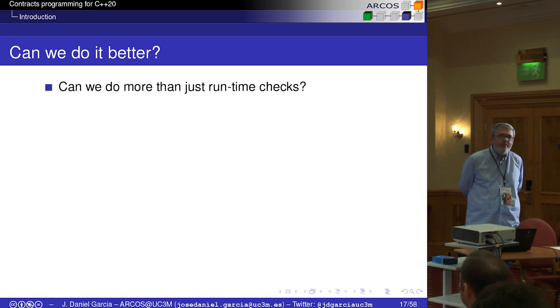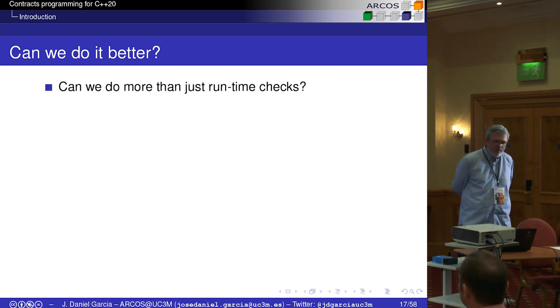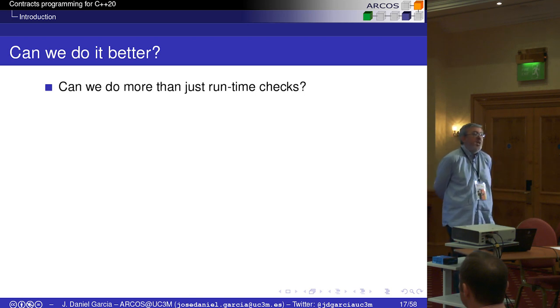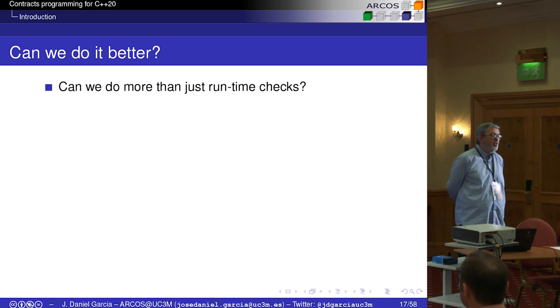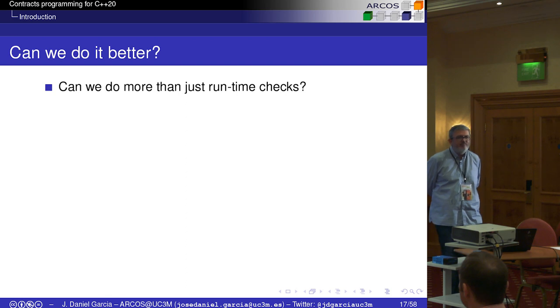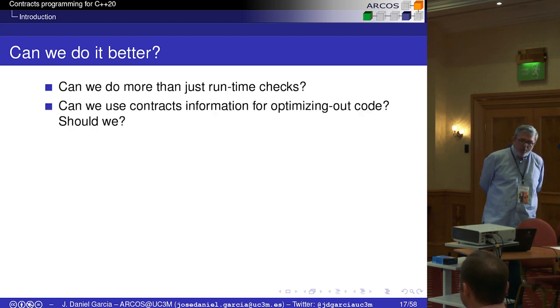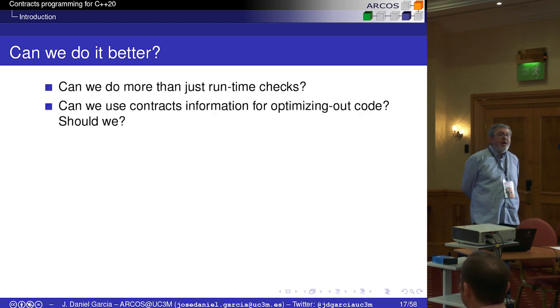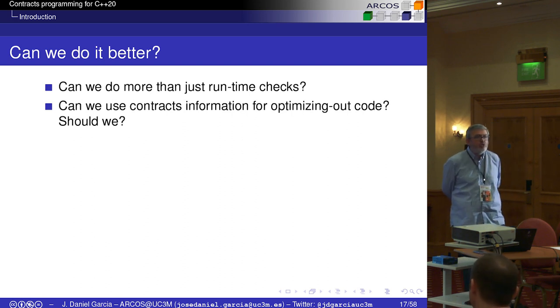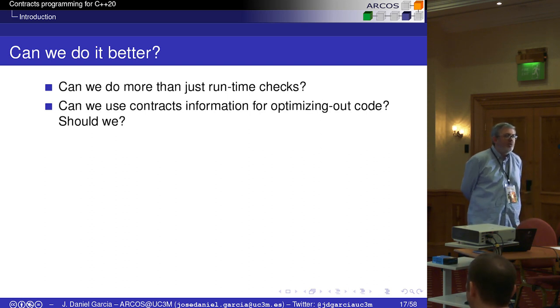Can we do it a little bit better? For example, can we do more than just runtime checks? Because if the only thing I want is runtime checks, then probably a library solution is sufficient. So go back, use your assert macro, and you are done. If you are here, probably you want more than that. Can we use context information for optimizing out code? Sometimes we can. Later I will show a very simple example that we can do that because we put the context as part of the language.